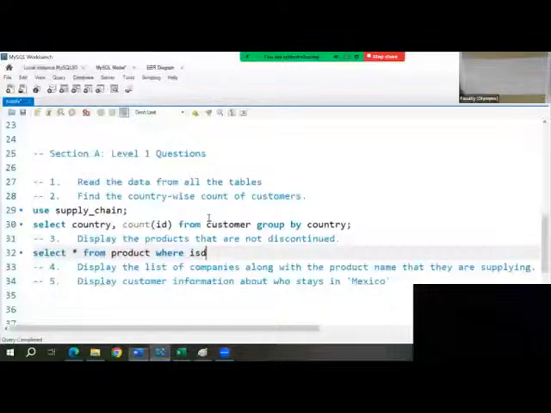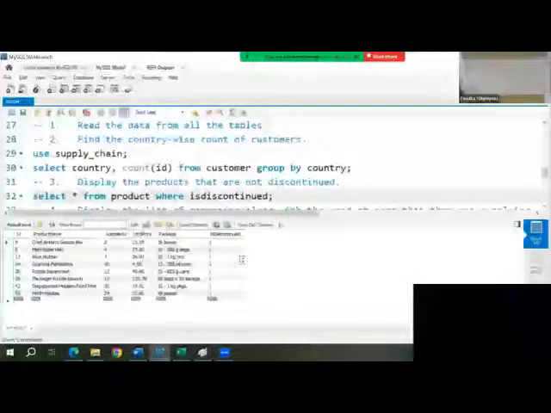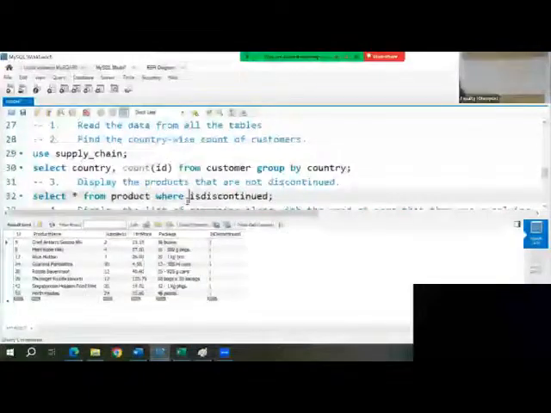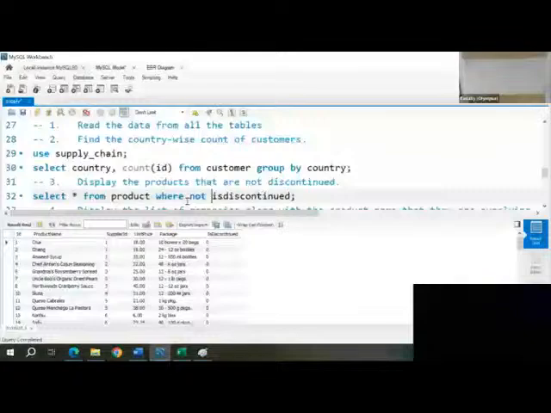If I run this, I will get all the products that are discontinued. If I run this, I will get just the not discontinued ones. Where not is discontinued. That's all. I don't have to say equal to 0 or something. I can just directly say where is discontinued. That is all.